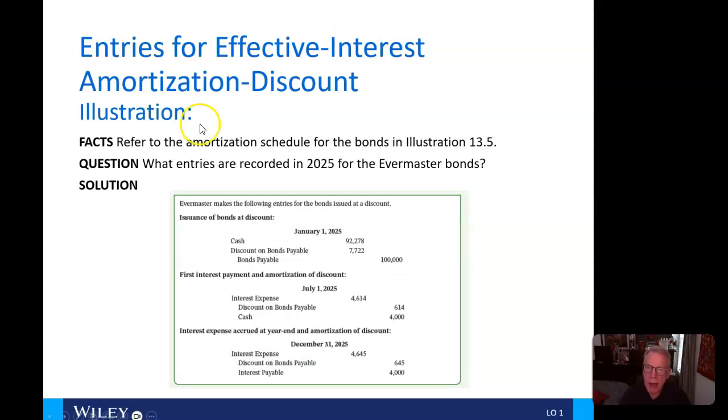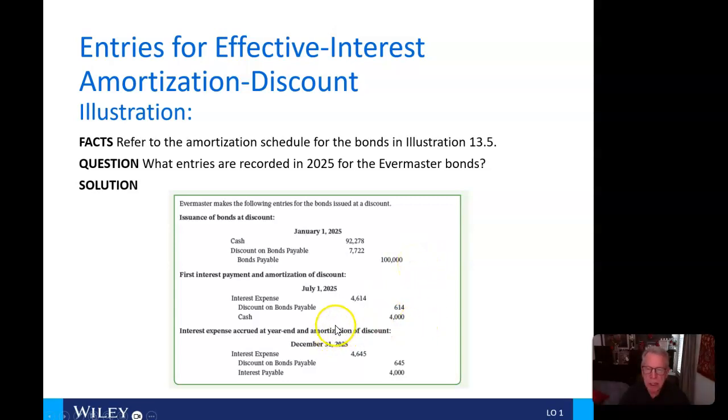Okay, so now when we do our journal entries, they're going to be slightly different in each period. The cash we pay, $92,278, that's how much cash we received. We recognize the discount of $7,722, and again, our bonds payable, $100,000.